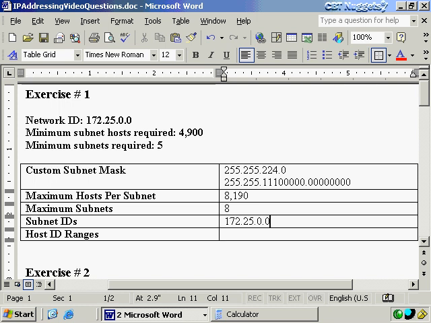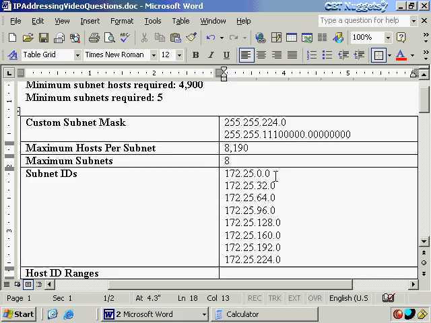172.25.0.0, and then I'm going to increment that by 32. Again, how do I know it's 32? Because that's the last bit position that's used by the custom subnet mask. So now it's going to be 172.25.32.0, and then I'll just fill all the rest of these in. And so here I've gone ahead and filled all the rest of these in so that you can see them.